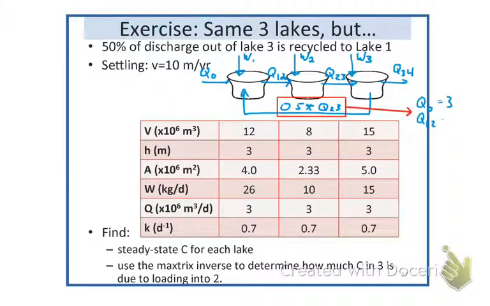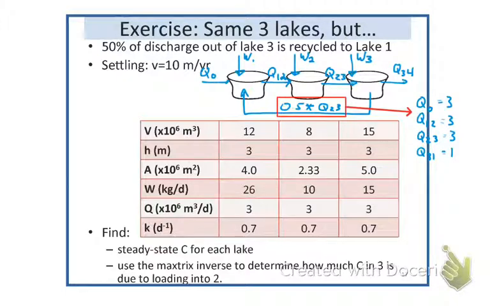Well, as an input, let's assume we still have our 3 times 10 to the 6th cubic meters per day that flows into Lake 1 from upstream, and then of course it would cascade into Lake 2, Lake 3, and further through the chain. Now the wrinkle we've added here is 50% of that incoming discharge gets recycled back from Lake 3 to Lake 1. That's the blue arrow with the red box around the 0.5 times Q23 at this point.